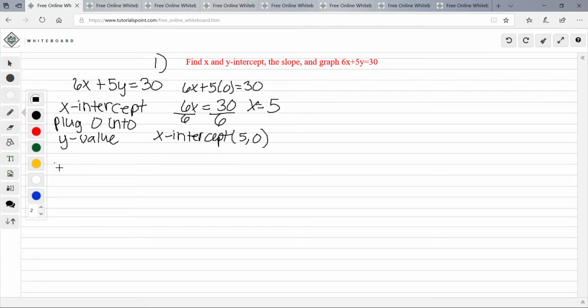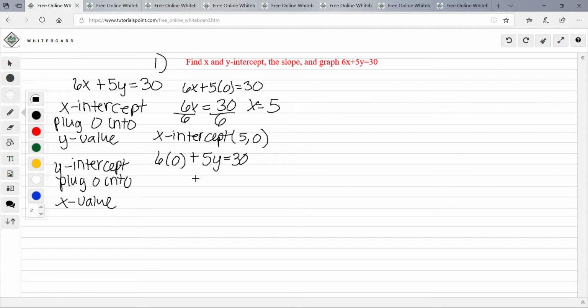Now let's find our y-intercept. For the y-intercept, you plug 0 into the x value. So let's go back to this equation. You plug in 0 for the x, so it would be 6 times 0 plus 5y equals 30. So that's just 5y equals 30, divided by 5, and then you get y equals 6. So in coordinate form, the y-intercept is (0, 6), because the x is always 0.